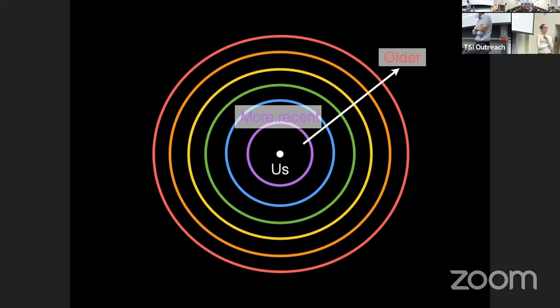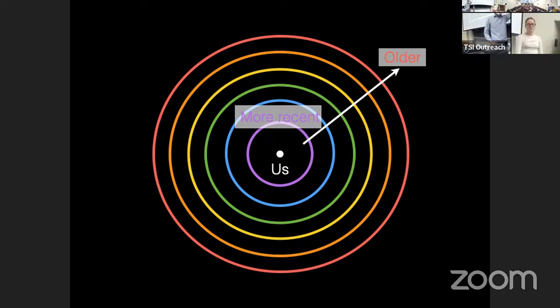The distance between us and the farthest away thing we can see, okay? So basically the outermost ring here, if you like, is about 46 billion parsec, so 46 billion times 3.26 light years. So that gives you a sense of scale.